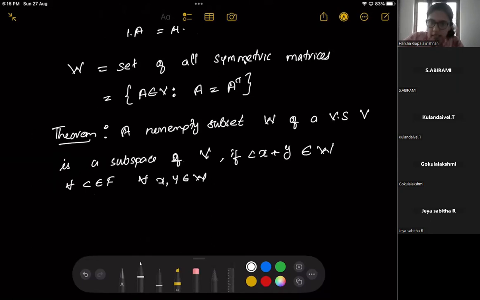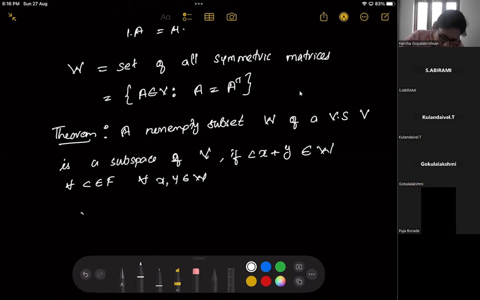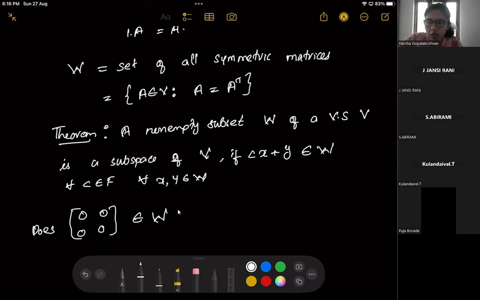See, W is the set of all symmetric matrices. First of all, it is the set of all matrices, right? Now, let me ask one question: the 0 matrix, does this belong to W? This is a very trivial question. Anyone can answer. Does this belong to W?